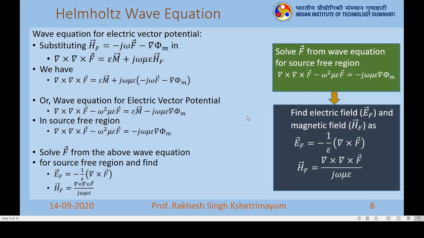Find the electric vector potential and find the electric field and magnetic field. As I have already discussed at length, finding the fields is very tough, but finding the vector potentials is easier. So I find the vector potential from this wave equation and find the fields.